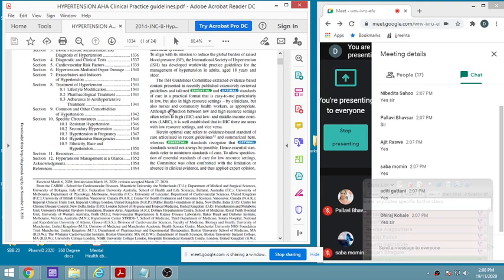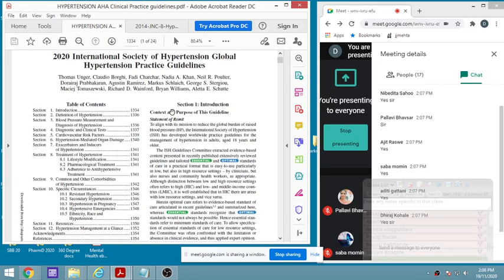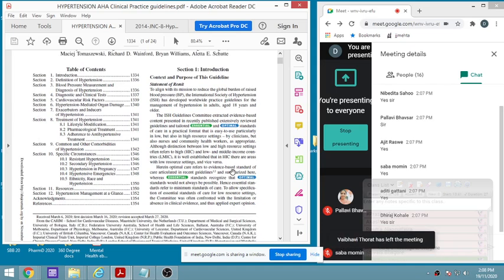The important thing is that we call it the International Society of Hypertension, abbreviated as ISH. So why are these there? They have made it in two formats. One is essential and optimal, meaning what is compulsorily there, and the optimal, which is the best in that situation. And you can see the table of contents over here, which guides you about various things.